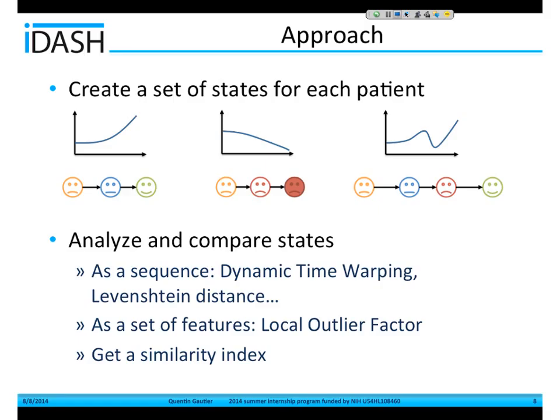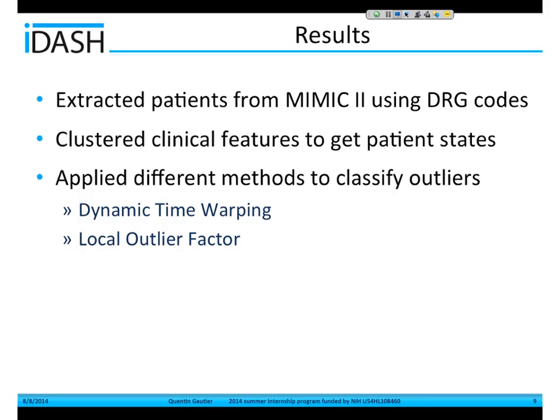And so to try to detect that, we want to analyze all these sets of states and compare them. Either compare them as sequences using algorithms such as dynamic time warping, for example, or we can also analyze them as a set of features by just counting the number of different states for each patient, and then apply an outlier detection algorithm. The point is to get a similarity index so that each sequence of states, each patient, would have an index that will tell how far it is from all the others, and then one patient with a very large distance to others would be an outlier.